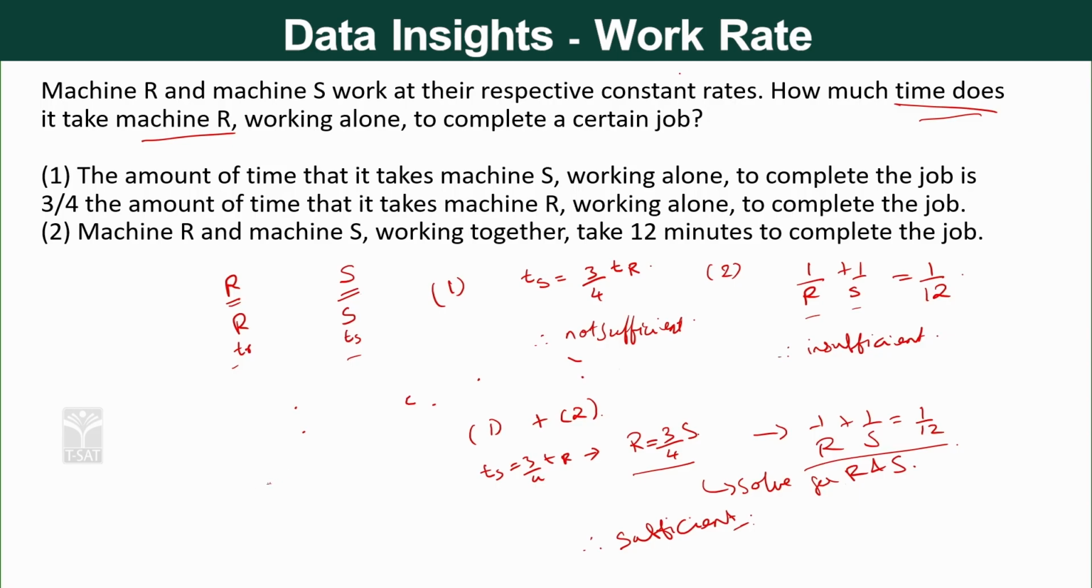So, which answer option is this? This is answer option C, when statement 1 alone is not sufficient to answer the question and statement 2 alone is not sufficient to answer the question, but statement 1 and 2 together are sufficient to answer the question. So, this is answer option C. Let us look at the next question now.